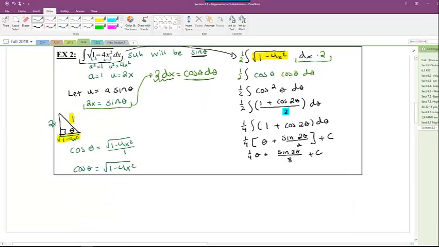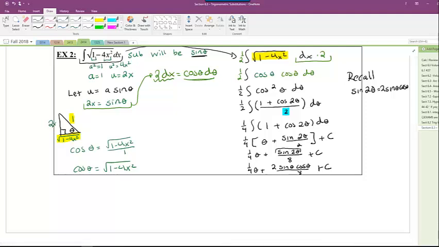Well, recall the sine of 2 theta is equal to twice sine of theta cosine of theta. So replacing this, I end up with twice the sine of theta cosine of theta all over 8 plus c. So I can find sine of theta using my triangle. I can find the cosine of theta using my triangle. So I have no problem there.